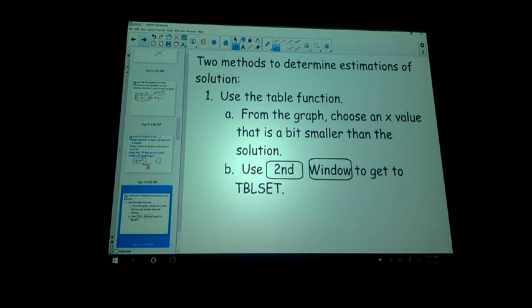All right, so two methods to determine estimation solution. Use table function. I'm not a big fan of this.